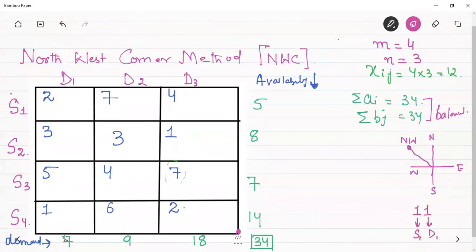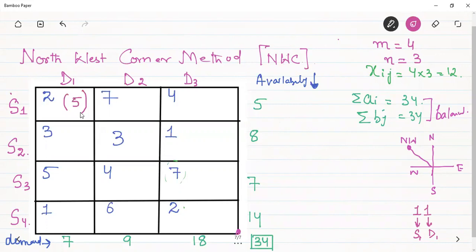5. Obviously, ठीक है? Since its capacity is 5, therefore it can give how many units? It can give 5 units to the destination 1. Northwest corner क्या कहता है? सबसे पहले क्या fill करो? The northwest cell, the cell which lies in the northwest or top left corner.